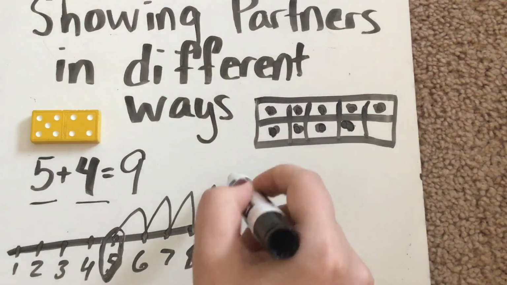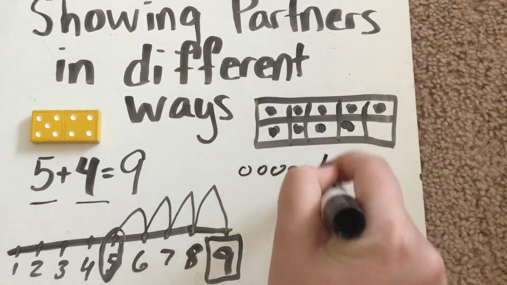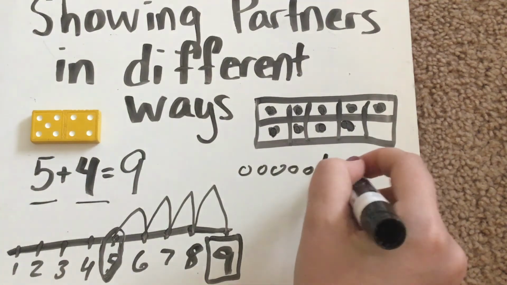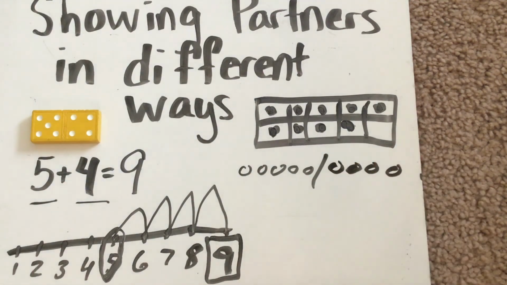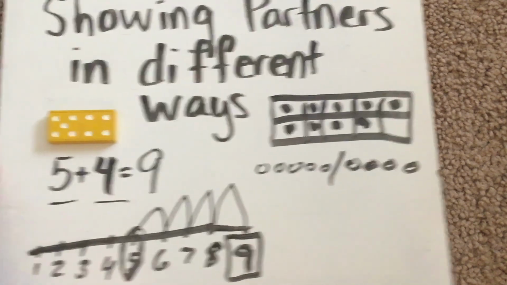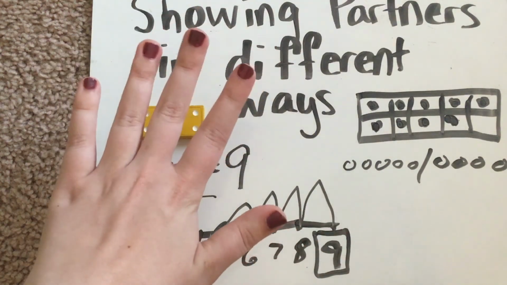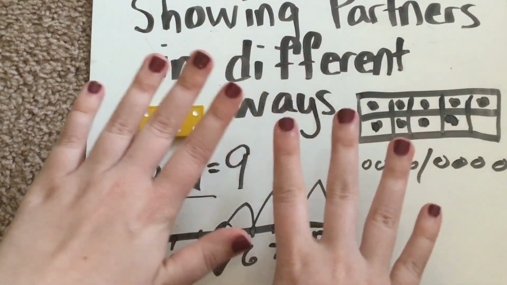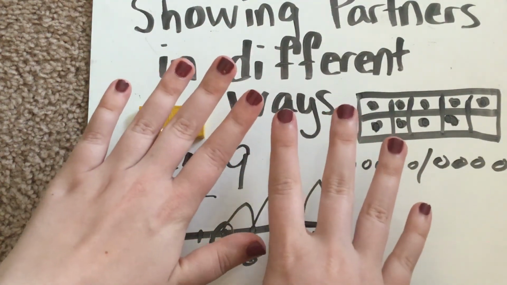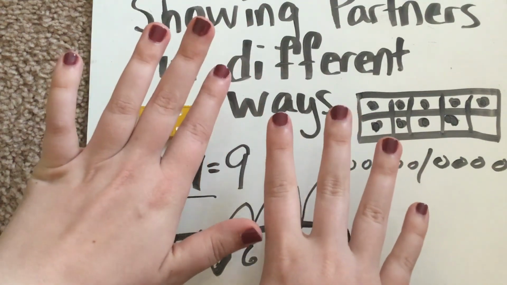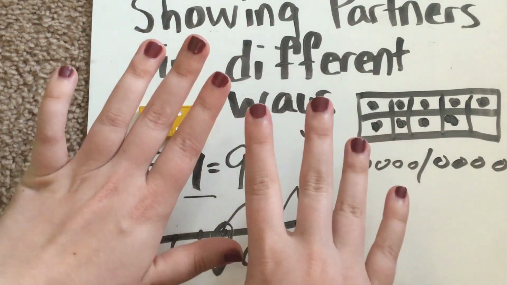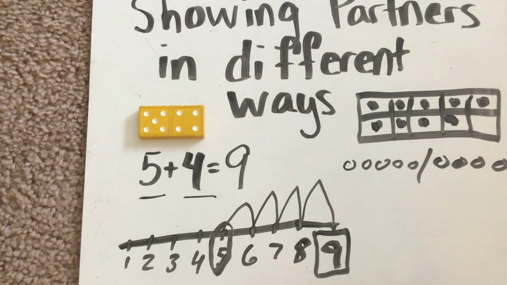Let's draw a math picture. Here's 5 circles. Break apart stick. Here's 4 circles. And if we count them, it makes 9. 1, 2, 3, 4, 5, 6, 7, 8, 9. There are 9 altogether. Try and do this one on your fingers. On your first hand, you should have 5 fingers up. On the second hand, 4 fingers. Let's count them. 1, 2, 3, 4, 5, 6, 7, 8, 9. I had 9 fingers up. Did you have 9 fingers up?